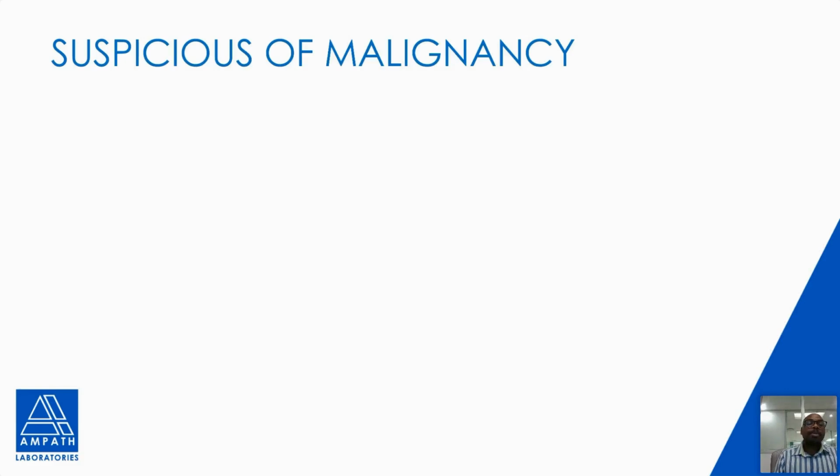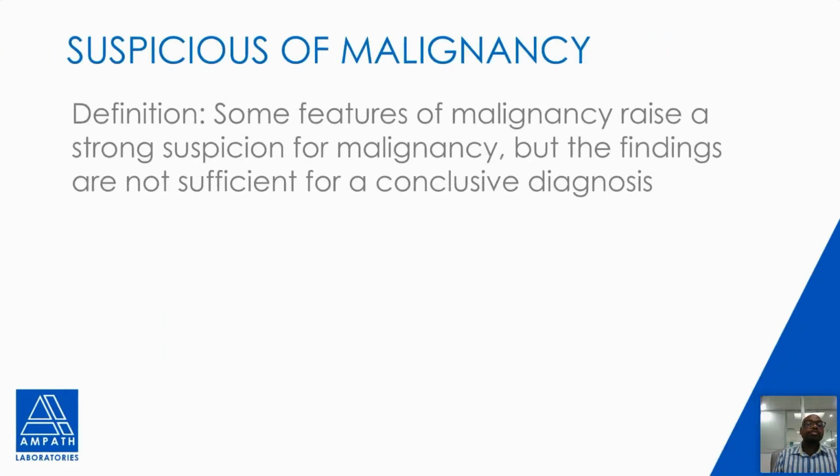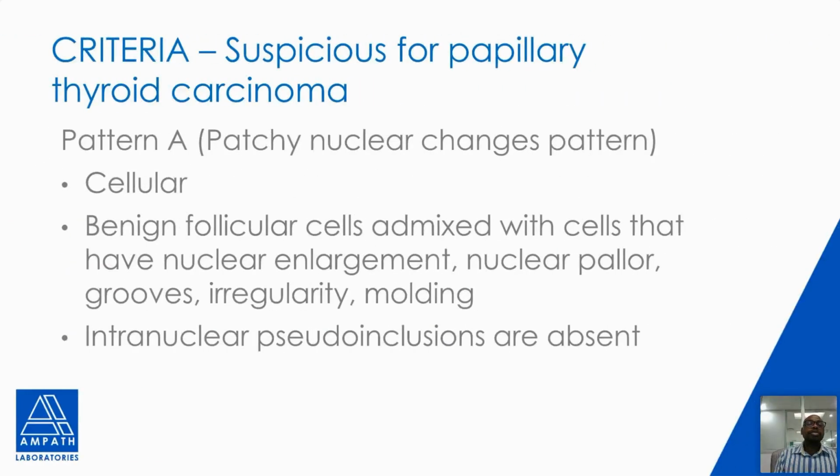So the fifth category is suspicious for malignancy. Here you have some features of malignancy which raise a strong suspicion for malignancy, but the findings are not sufficient for a conclusive diagnosis. So here it depends on the lesion that you are suspecting.